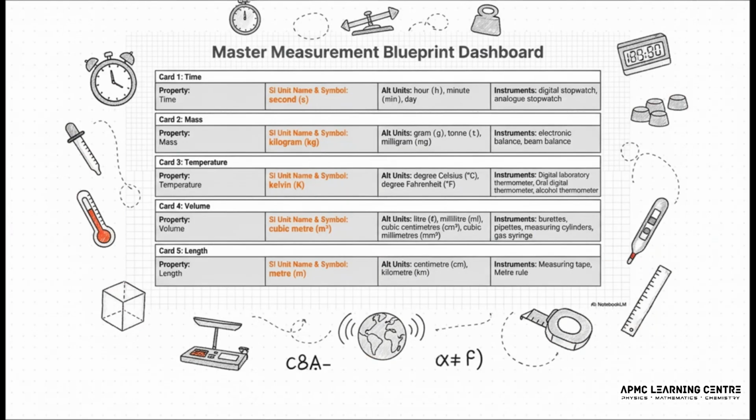And here it is, your complete master measurement blueprint. We've laid out the 5 pillars: mass in kilograms, time in seconds, length in meters, temperature in Kelvin, and volume in cubic meters. And we've even looked at their key instruments. This dashboard right here is your guide to precision, accuracy, and the universal language that really makes global science possible.